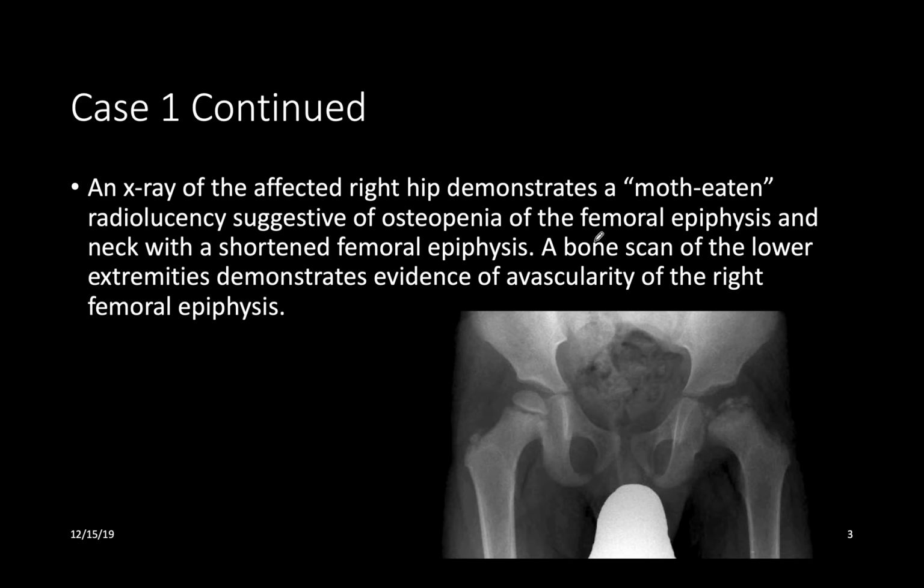And what we see here is that on the right hip, we see a moth-eaten radiolucency, suggestive of osteopenia of the femoral epiphysis, and a neck with shortened femoral epiphysis. Great. Bone scan of the lower extremities shows avascularity of the right femoral epiphysis. Okay, so taking a look at this x-ray, could you describe for me what you're seeing? What side is normal, what side is abnormal, and what does it look like?